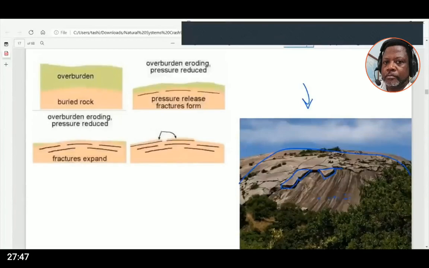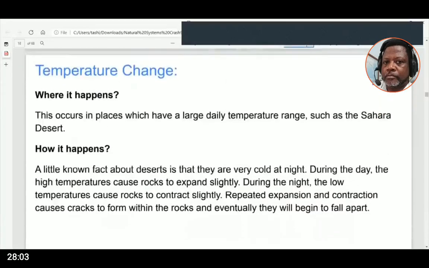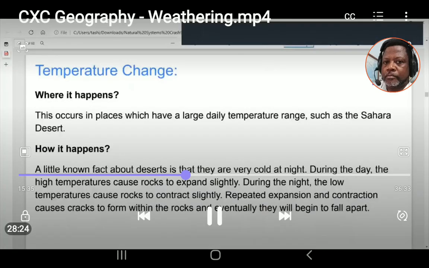So notice with those two that we did, with the frost action and with this pressure release, the chemical composition of the rock does not change. All that we have done is broken up the rock into smaller pieces of the same thing. So this is another one that we look at as well, temperature change. Temperature change is somewhat similar to frost wedging, frost action. This happens though in areas that are very, very hot instead, such as the Sahara Desert. So they have a large daily range of temperatures.